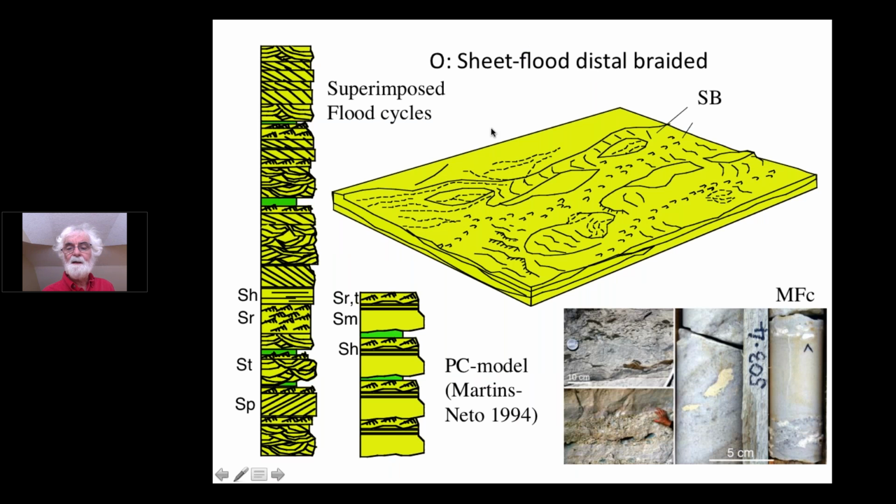Sheet flood distal braided. These are typically characterized by relatively small scale, 10 to 20 centimeter, superimposed flood cycles. Again, the presence of intraclasts should be a common feature. Martin's Neo described as massive, then planar to ripple laminated. Other models have trough as well, so these can be quite complex.